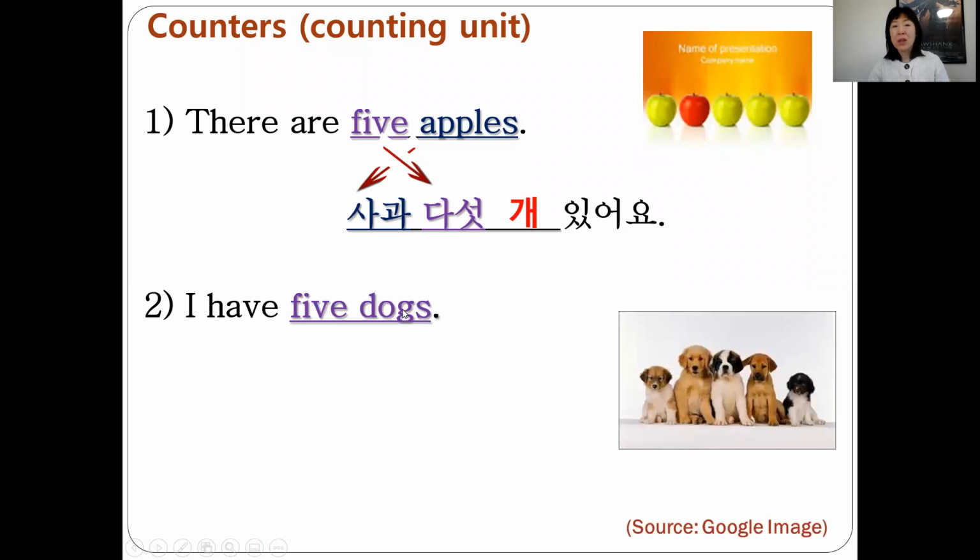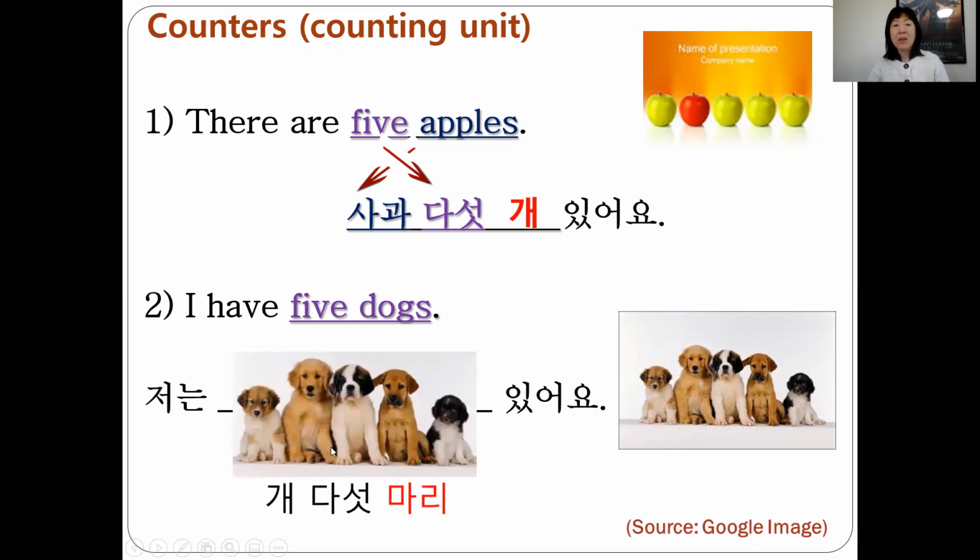But in terms of animals, we use, first, five dogs. Dog is 개, five is 다섯, 다섯 마리. Can you see? 자, 개 first, 다섯, and then 마리. 괜찮습니까?